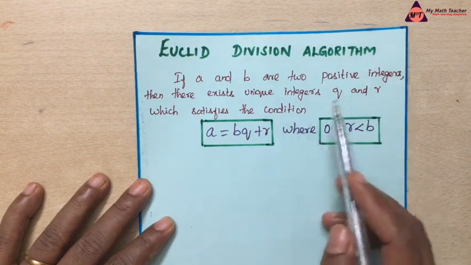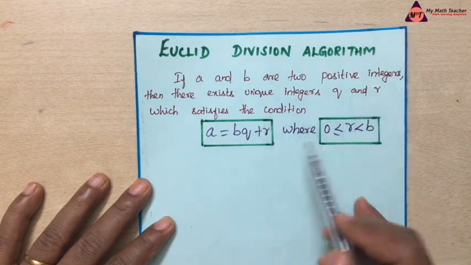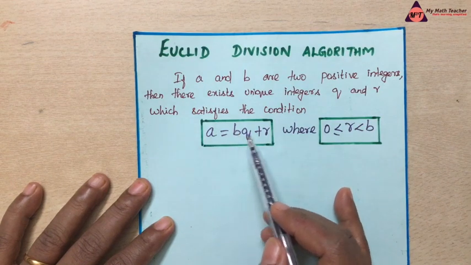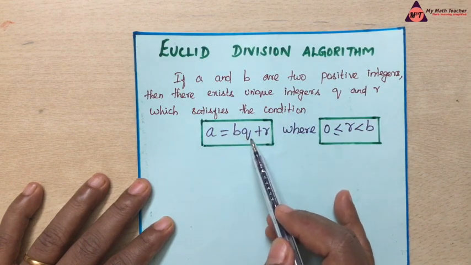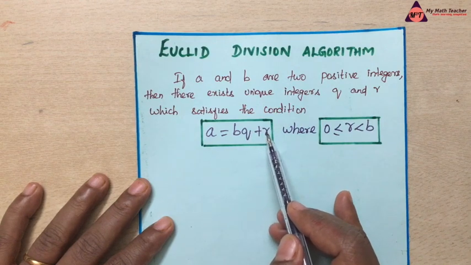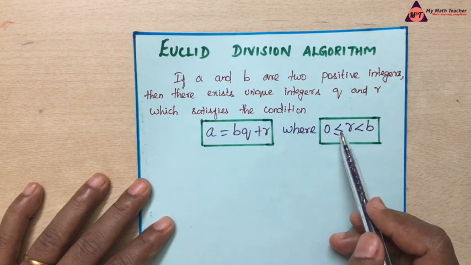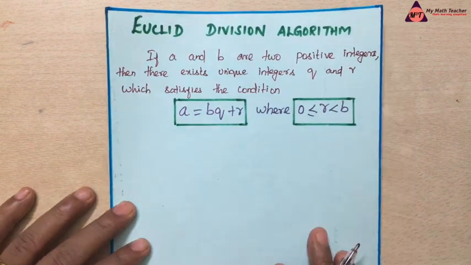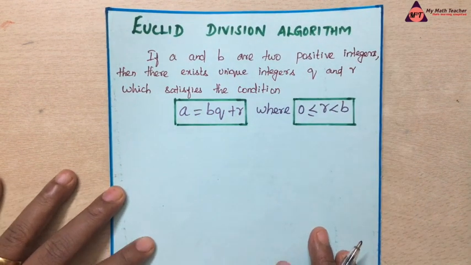If a and b are two positive integers, then they must satisfy this condition. What is the condition? a is equal to bq plus r. q is nothing but the quotient, r is the remainder, where r should be greater than or equal to 0 and it should be less than b. So let me take the same example and I'll explain this.